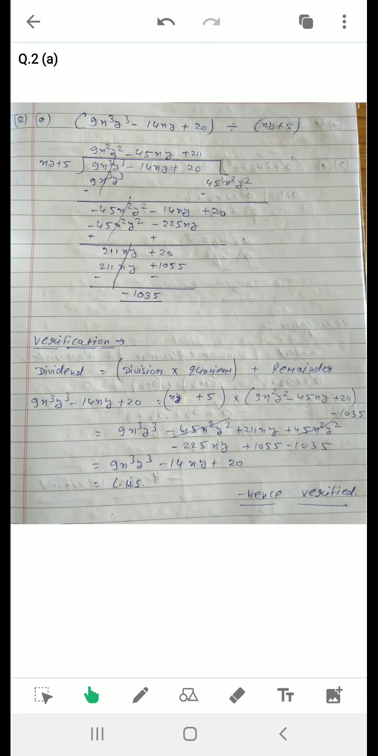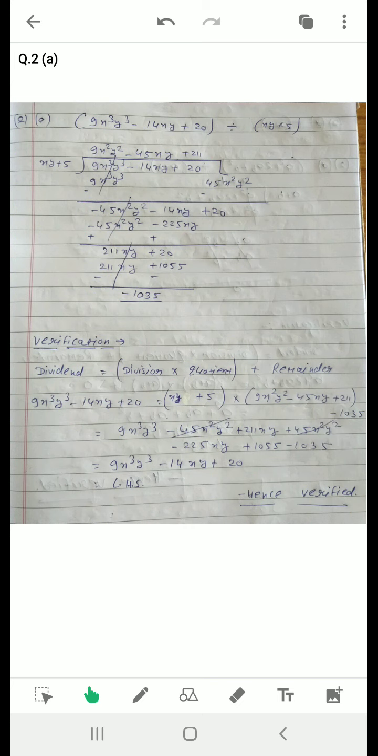So I will write all the values. The dividend here is 9x³y³ minus 14xy plus 20, which equals the divisor xy plus 5 multiplied by the quotient 9x²y² minus 45xy plus 211, plus the remainder. But here our remainder is negative, so I have written minus 1035. So write all the values: the dividend, the divisor, the quotient and the remainder.